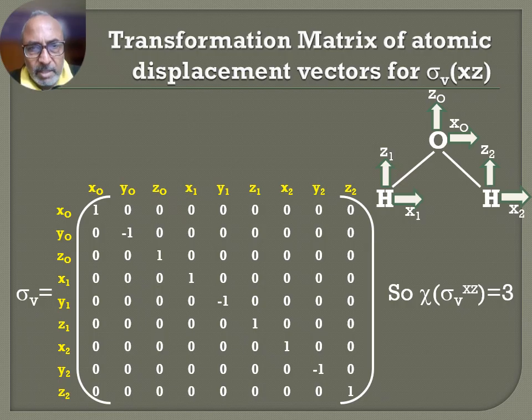Sigma Vxz is reflection in the plane of the screen. It leaves the x and z coordinates of all the atoms unchanged, but it flips the y to -y on each atom, and so we have this matrix yo going to -yo, y1 going to -y1, y2 going to -y2, so that the trace is equal to 3.